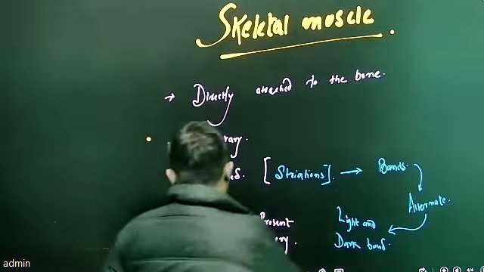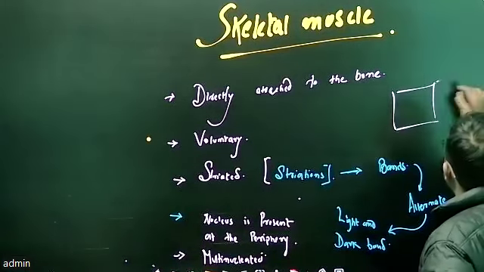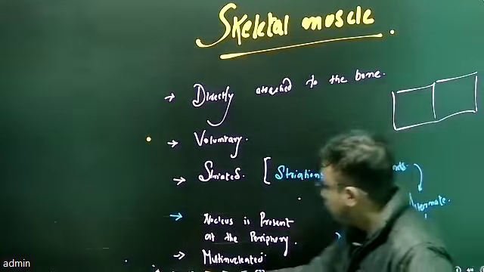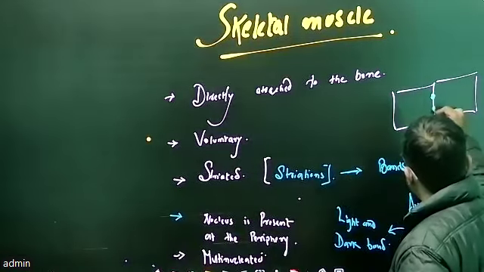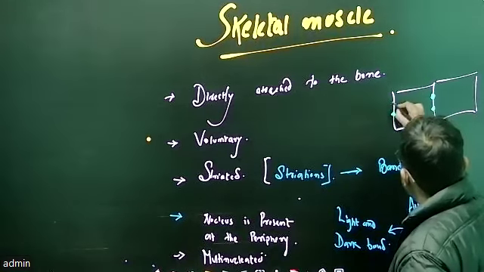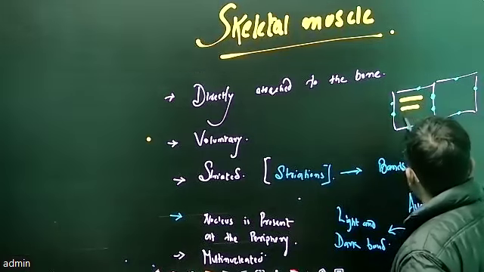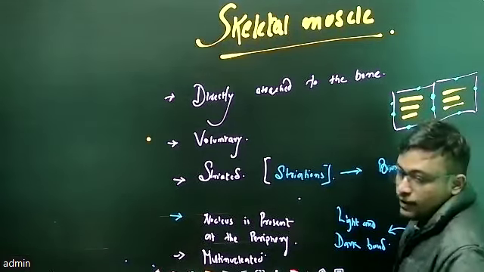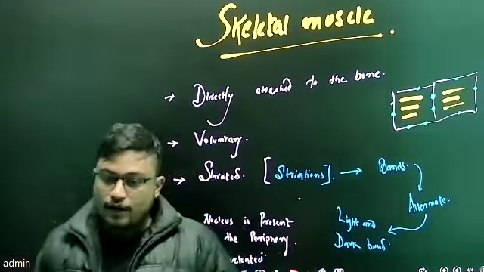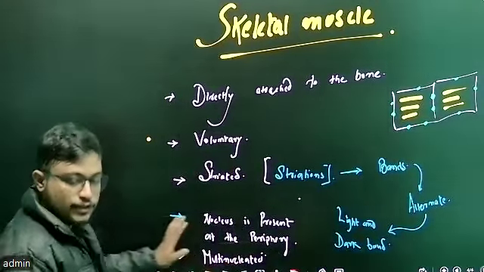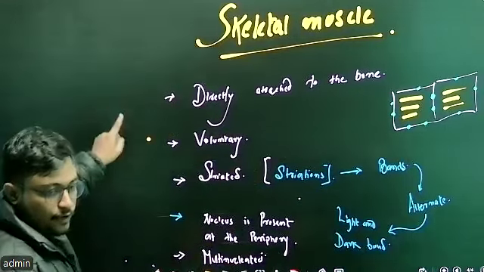If you look closely at the diagram, it will look like this. What did I say? That the nucleus is going to be present at the periphery. And what will be inside? Striations will be inside. I will tell what a striation is. So inside there will be striations and outside there will be the nucleus.